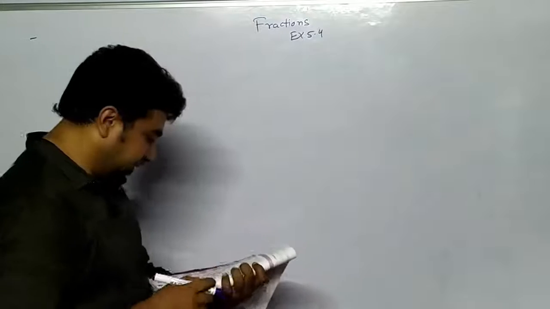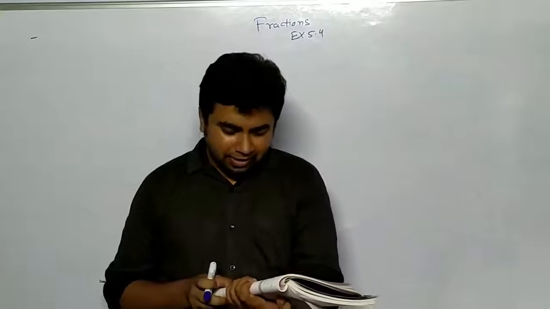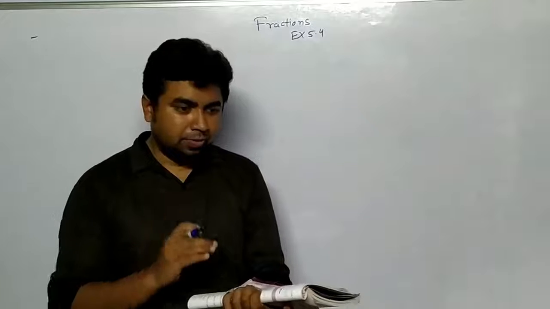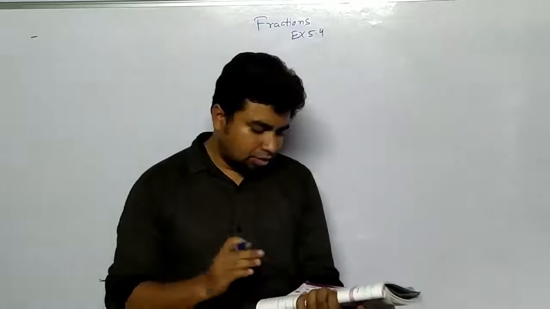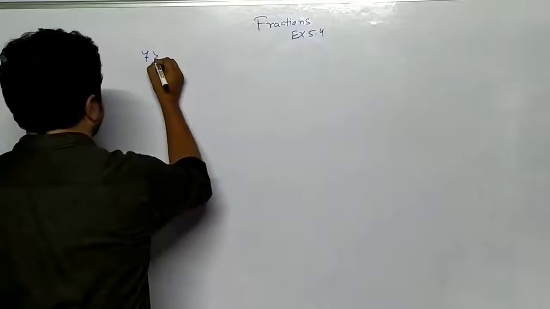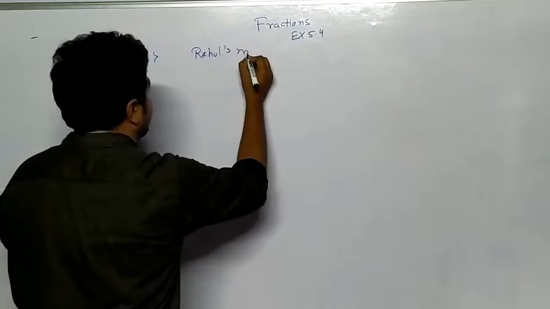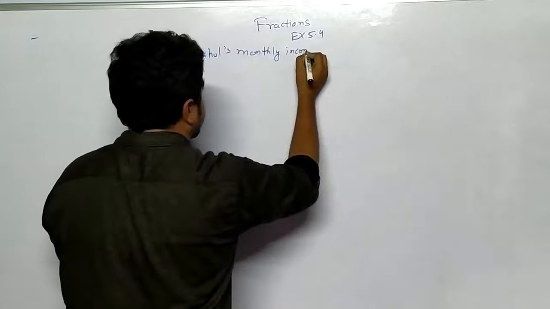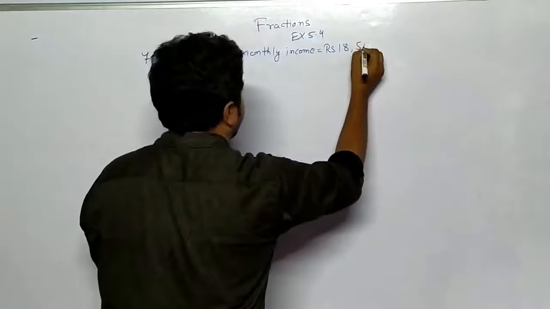Okay. In this question it is given, Rahul's monthly income is 18,500 and he saves 2 by 5th of his salary. Of means you have to multiply: 2 by 5 into salary. Rahul's monthly income is equal to rupees 18,500.